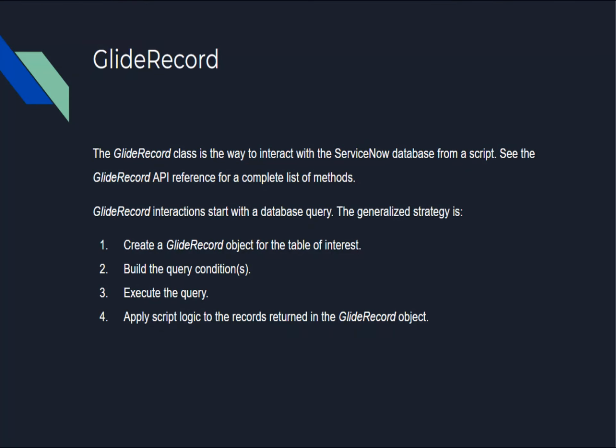First, I fetched this definition from the ServiceNow documentation, and it says that the GlideRecord class is basically the way in which the developer performing a script can interact with the database, and we can reference a list of methods with a specific table's records. We can build the query definition, execute the query, and apply the script logic to the records returned in the GlideRecord object.